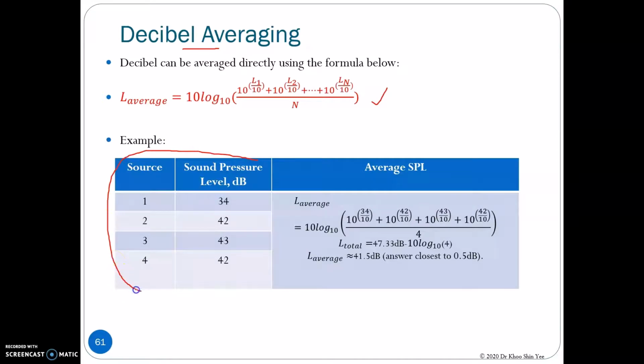This example is similar to the previous problem. In this case, you are going to compute the average sound pressure level. The average sound pressure level is equal to this formula, where your L1 is equal to 34, L2 is equal to 42, L3 is equal to 43, L4 is equal to 42. After you perform this calculation and consider the answer closest to 0.5 dB, you should obtain this answer.